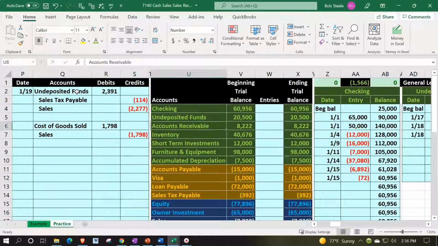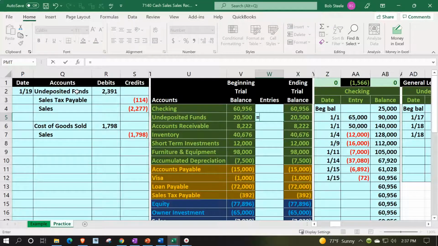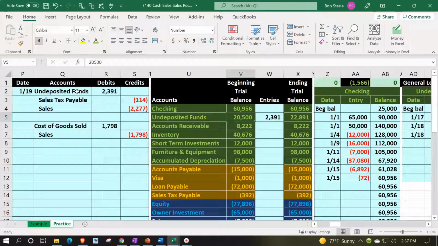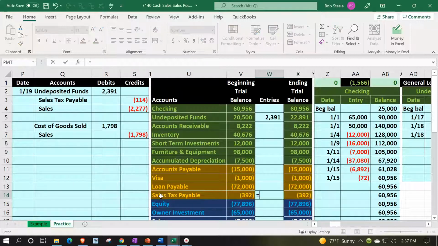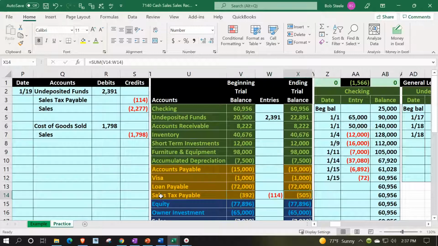So this is going to be easy as 1, 2, 3. So we're going to say W5 is going to be that 2391. So it goes up from the 20,500. We're holding on to cash to the 22,891. We've got then the sales tax down here at the liability that we're going to have to pay to the government at some point in the future. So we're going to pick that up at the 114. 114, the 392 plus the 114 to the 505.